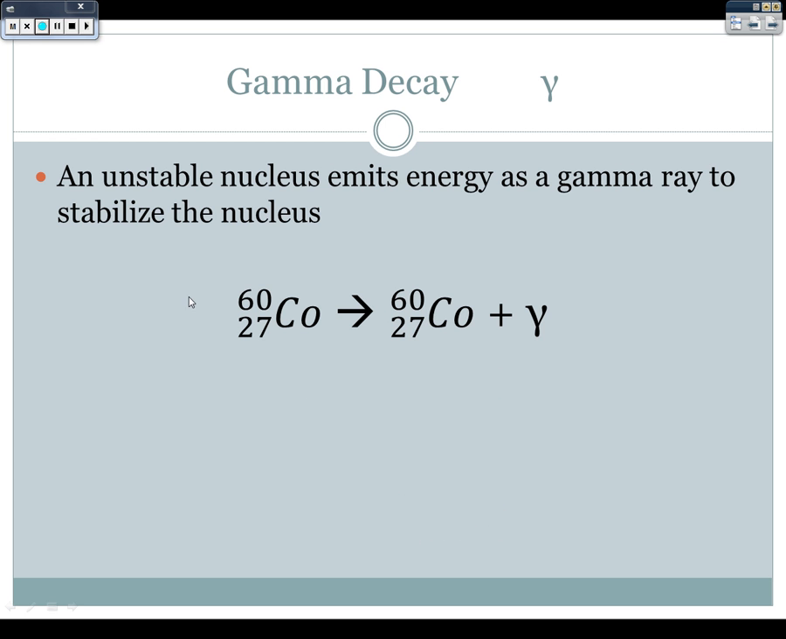And so here, Cobalt-60 is emitting a gamma ray to remain Cobalt-60, just stable Cobalt-60. And so here, there is no balancing that needs to be going on. It's just that it emits a gamma ray, so it's emitting energy.